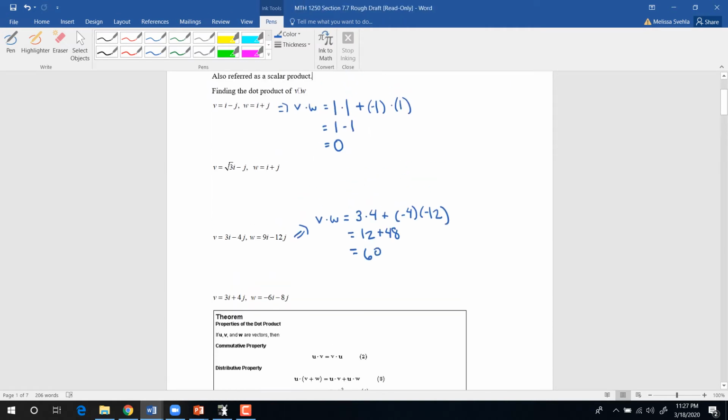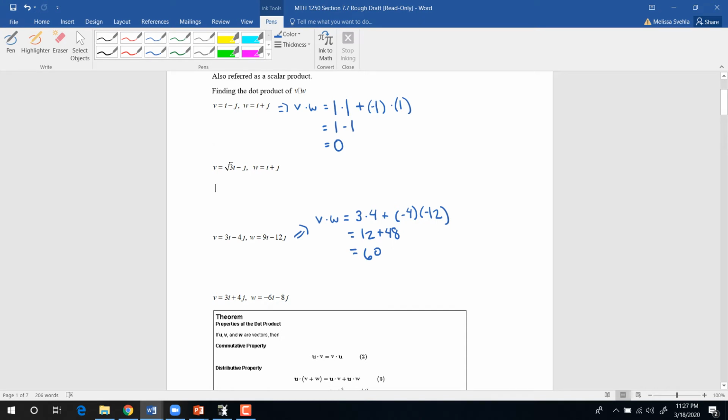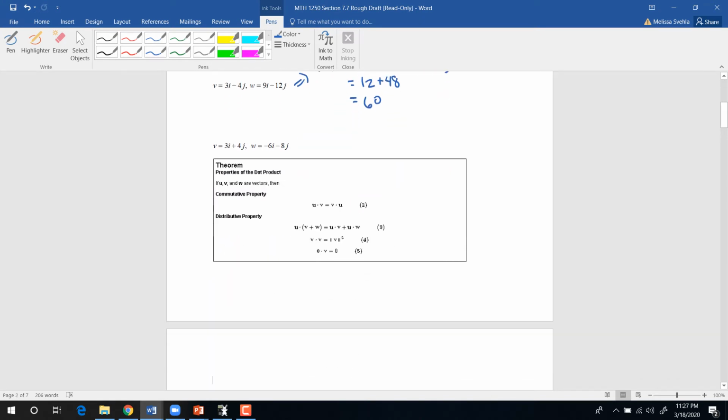Okay, so let's look at an example here. There's some particular properties. Remember, dot product is commutative, right? Which means it doesn't matter the order. And it's also distributive as well. Okay, look over that in your textbook.